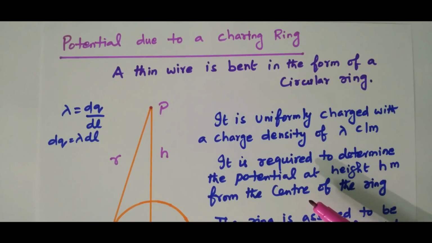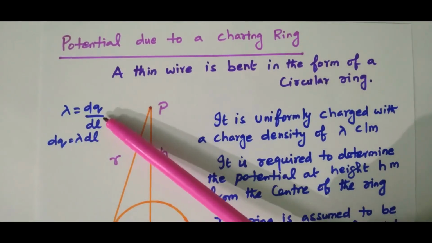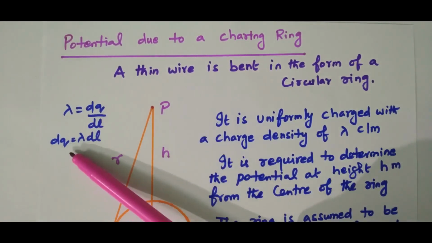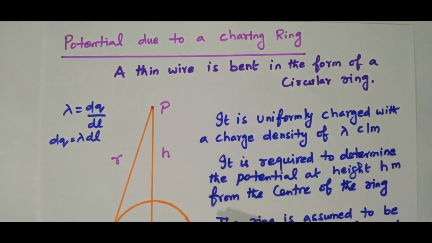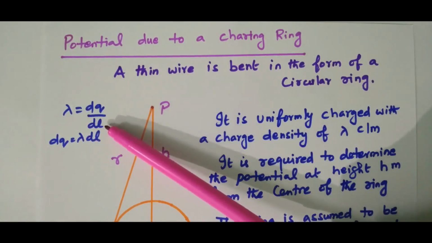Due to the lengthy wire, we are using linear charge density, lambda equal to dq by dl. From that, cross multiplying, dq equal to lambda into dl. Because of the lengthy wire, we have linear charge density lambda, referring to the length of the wire.